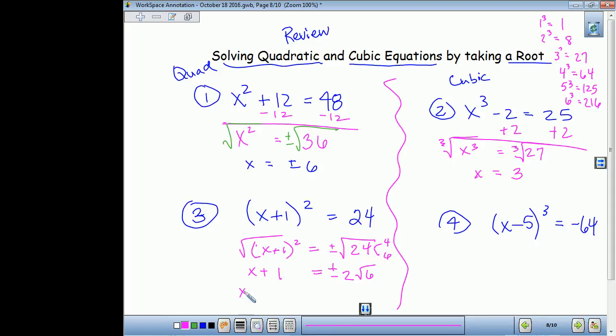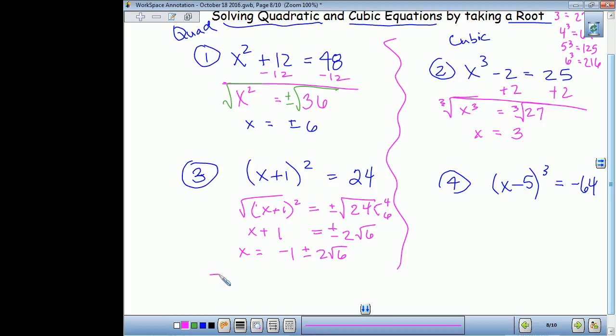Okay, so to solve, we subtract the 1. And we do have 2 solutions. I wrote it simply with the plus or minus, but we really have negative 1 plus 2 roots of 6 and negative 1 minus 2 roots of 6. Do you see them? Those are my 2 answers.